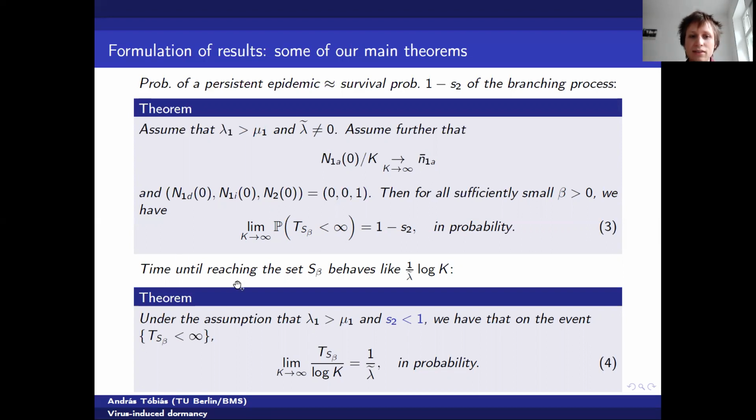The other theorem says that the time until reaching the set S beta in case of a successful invasion behaves like 1 divided by lambda tilde log k. So under the assumption that lambda 1 is larger than mu1 and now S2 is less than 1, we have that on the event Ts beta is less than infinity, Ts beta divided by log k tends to 1 divided by lambda tilde in probability, where lambda tilde was the largest eigenvalue of the mean matrix of the branching process.